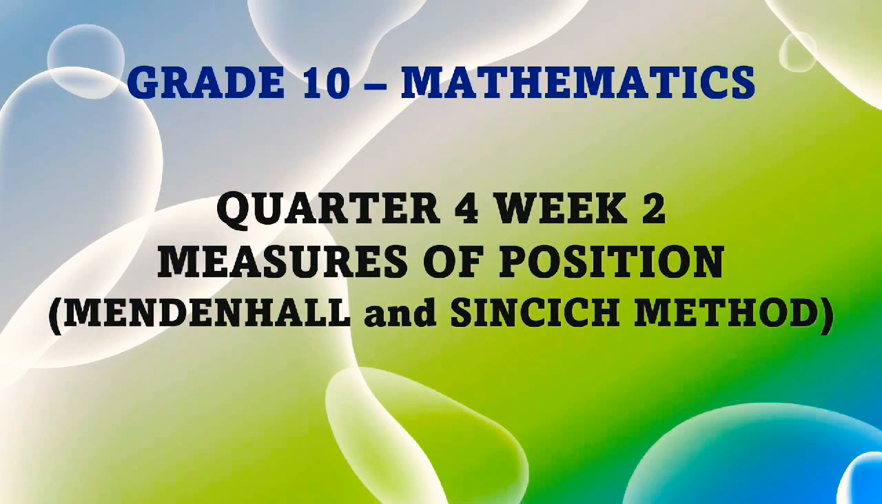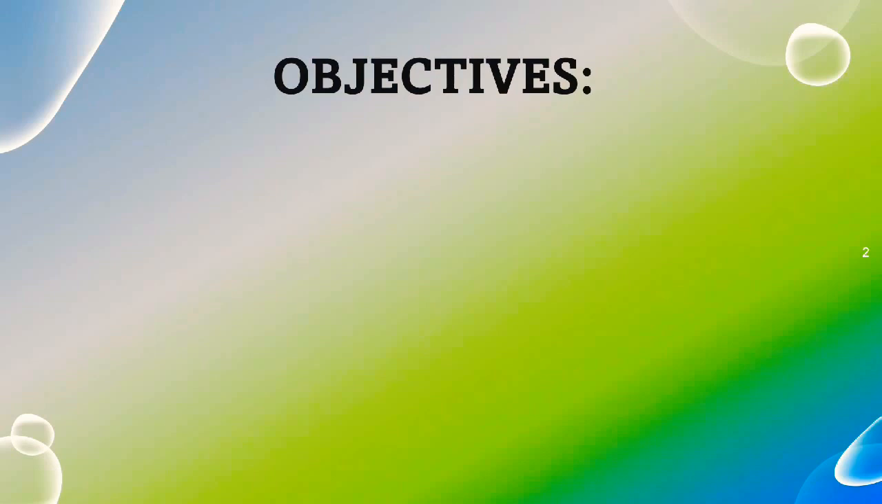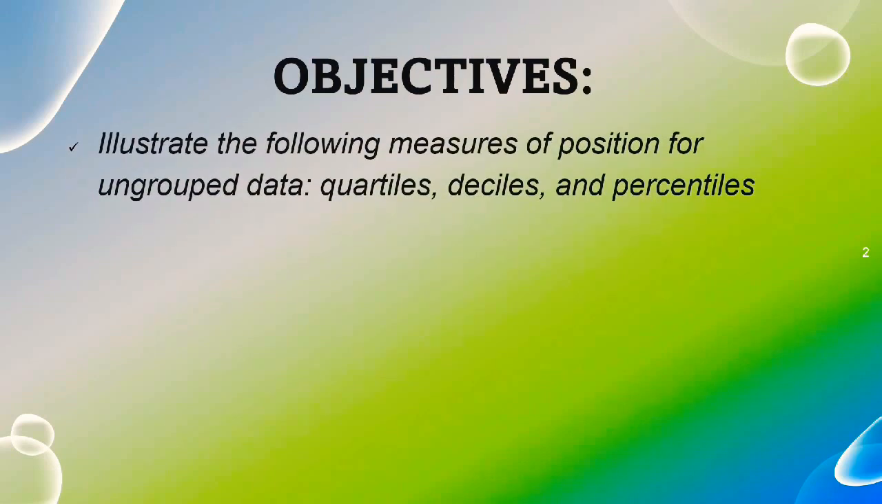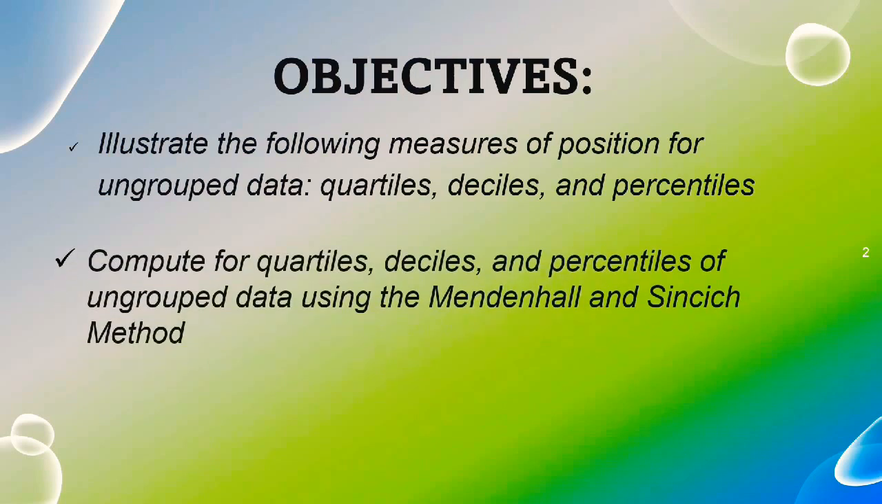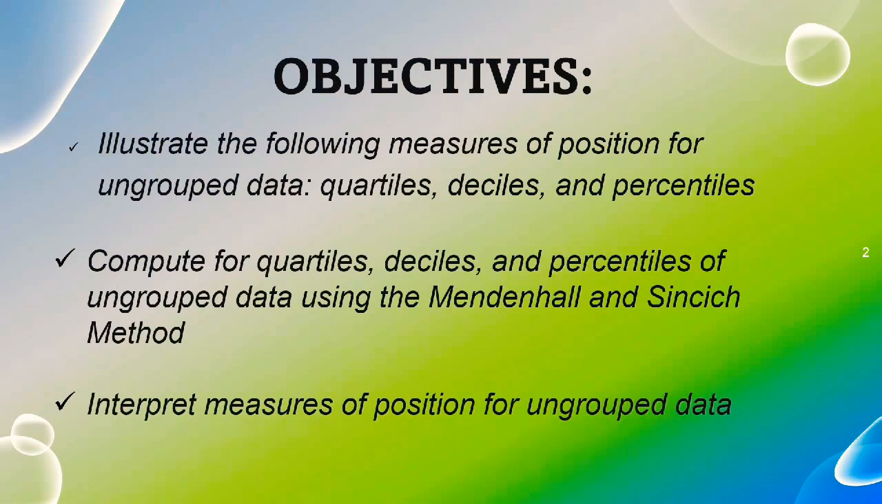In today's lesson, I'm going to discuss finding measures of position using the Mendenhall and Sincich method. Let us take a look at the following objectives. Illustrate the following measures of position for ungrouped data, namely quartiles, deciles, and percentiles. Compute for quartiles, deciles, and percentiles of ungrouped data using the Mendenhall and Sincich method. And finally, interpret measures of position for ungrouped data.